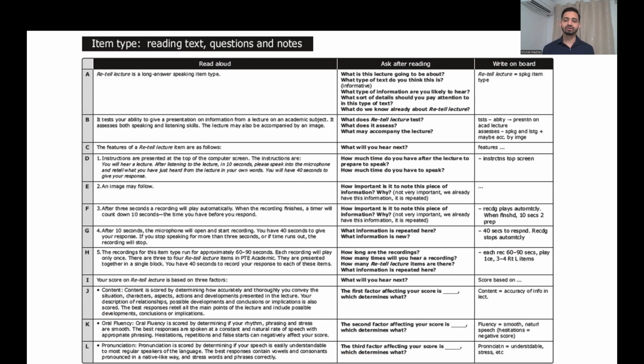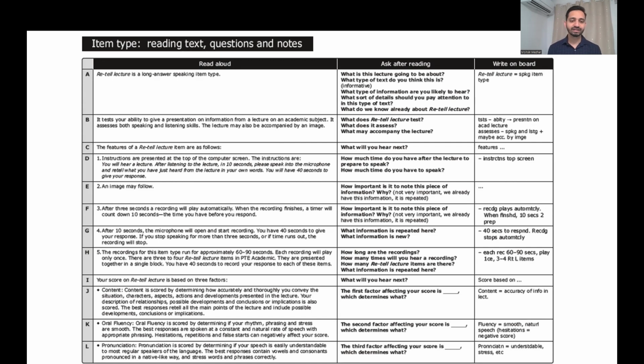How long are the recordings? Each 60 to 90 seconds. How many times will you hear a recording? The recording will play only once, right? How many Retell lecture items are there? 3 to 4 lecture items. What information is repeated here? Okay, these are some of the questions that you should think of, and you should note down that information.